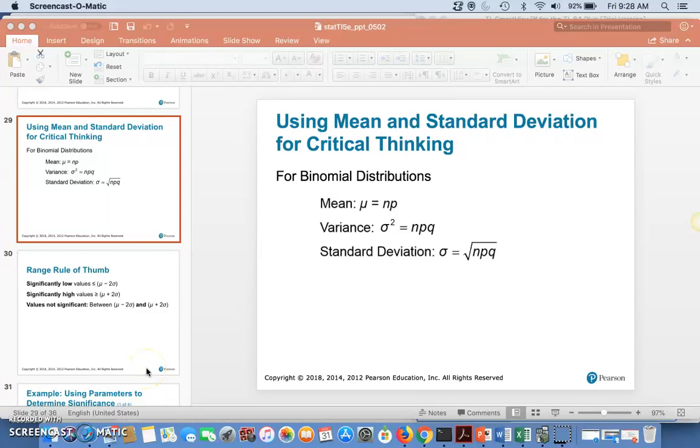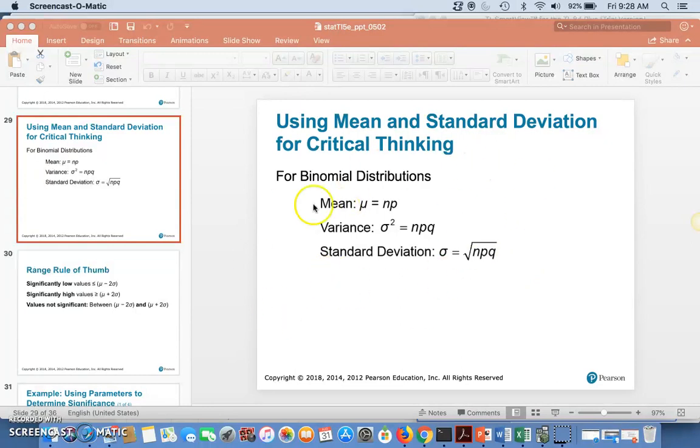Okay, we're going to talk about how to find the mean and variance and standard deviation of a binomial distribution. The mean, mu, is n times p, the number of trials times the probability of success. Your variance is the number of trials, probability of success, probability of failure. Of course, your standard deviation is the square root of the variance.